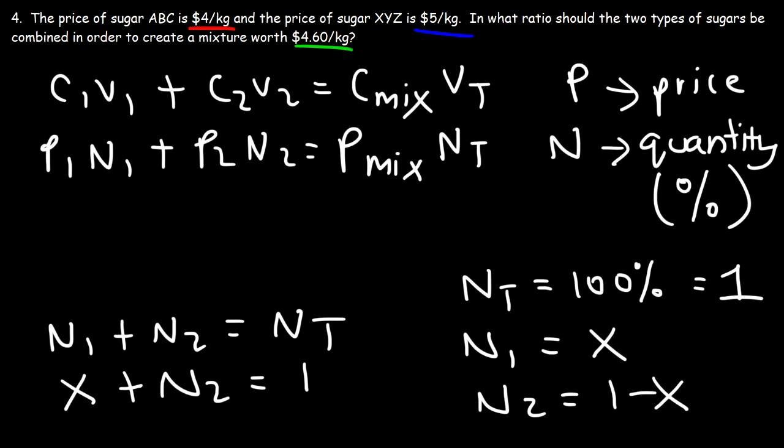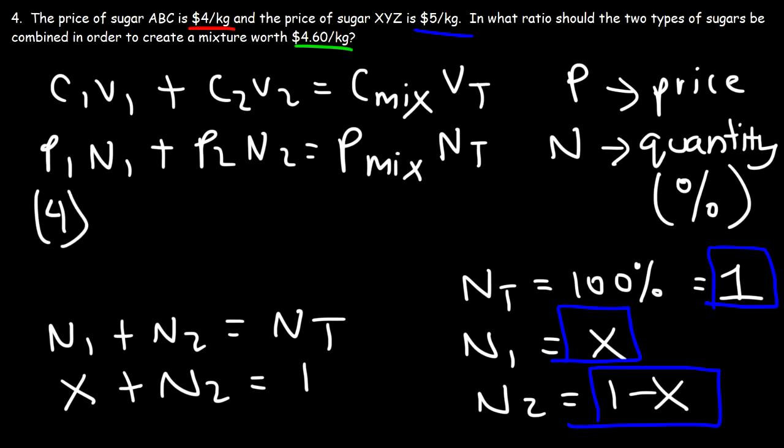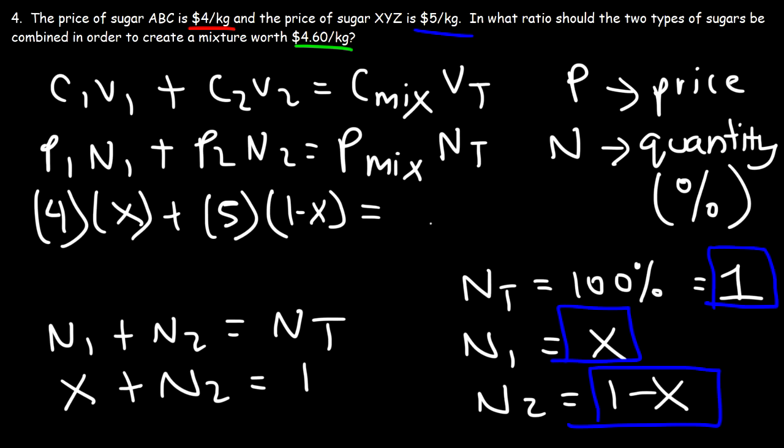So that's what you need to take from this. NT is 1, N1 is X, and N2 is 1 minus X. Using that, we can solve this problem. So let's replace P1 with $4 per kilogram. N1 is going to be X, P2 is $5 per kilogram, N2 is 1 minus X, and the price of the mixture is $4.60 per kilogram, and NT is 1.